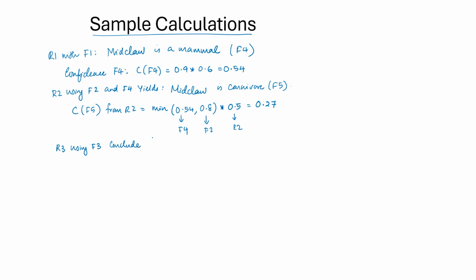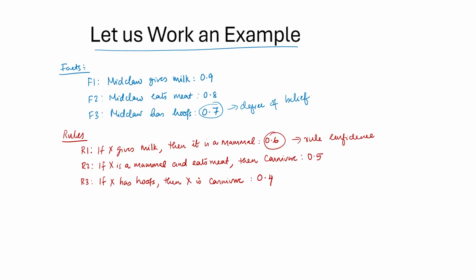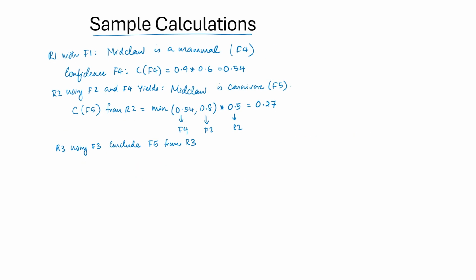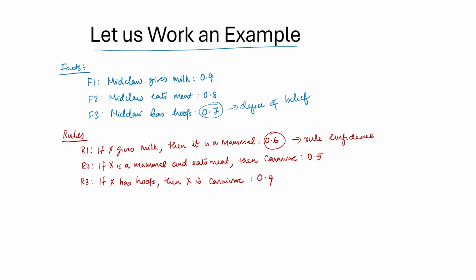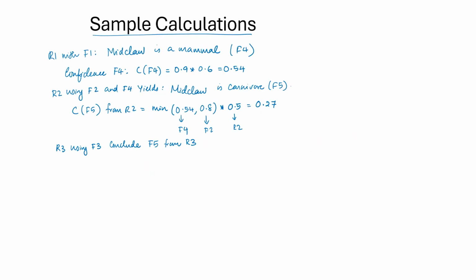Conclude F5 from R3. Okay. R3 using fact 3. Fact 3 is, we have already seen what fact 3 is: Midclaw has hoops, okay, which is at 0.7 degree of belief. Using F3 conclude F5 on R3. Okay. F5 is what we have calculated as 0.27, and R3 is, if it has hoops, then it is a carnivore. So, let us do that.